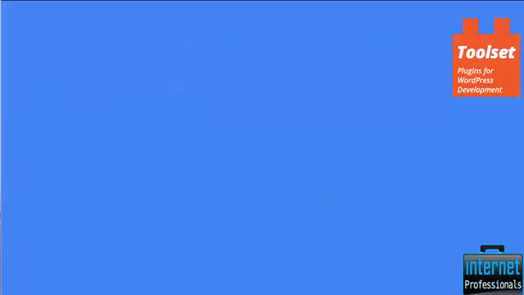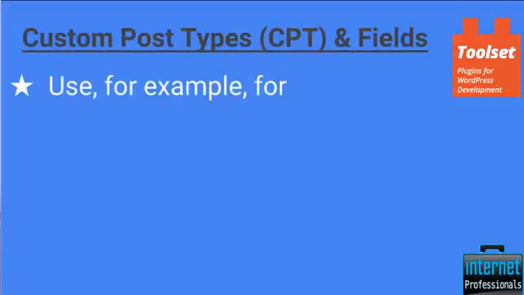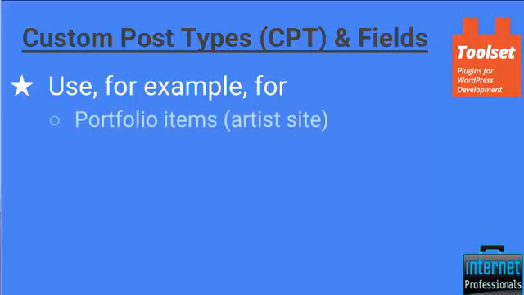And I'll start with custom post types and fields. Now, when might you use these? Well, for example, to define portfolio items for an artist site, where each portfolio would probably include several images, a title, a description, and a date, and those would be the custom fields.